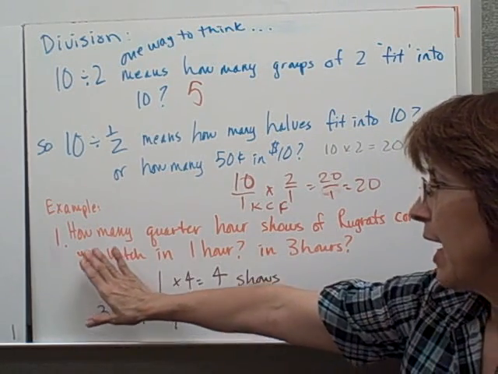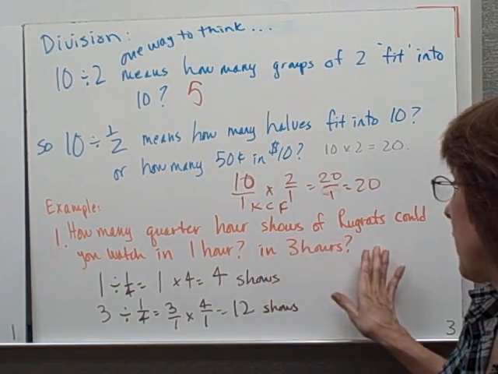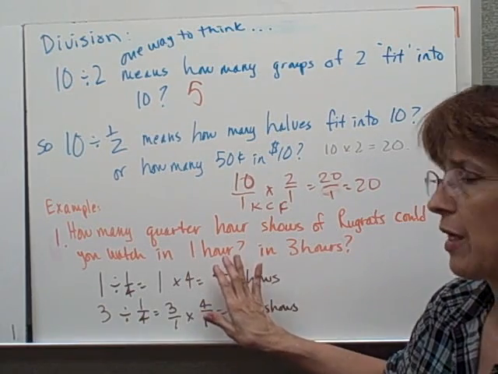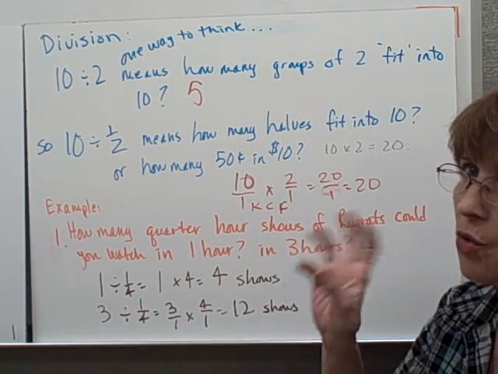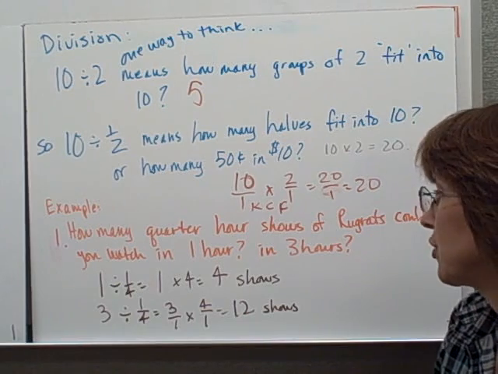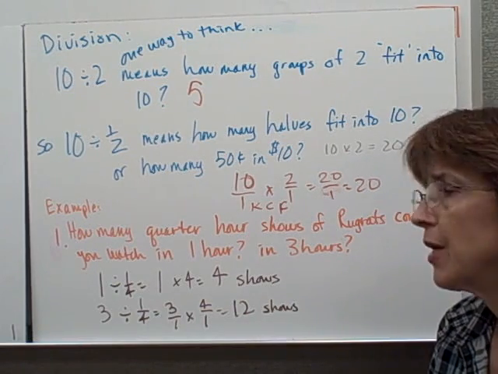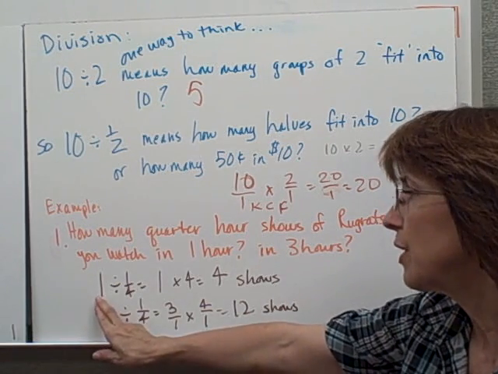Okay, so let's think of another kind of simple example that maybe we can understand a little better. How many quarter-hour shows of Rugrats could you watch in 1 hour? If Rugrats is only 15 minutes, how many 15-minute shows could you watch in 1 hour? How many could you watch in 3? Well, that's like asking 1 divided by a fourth.